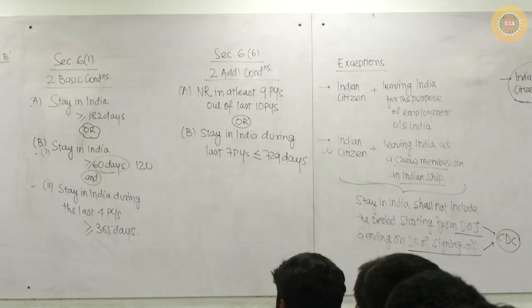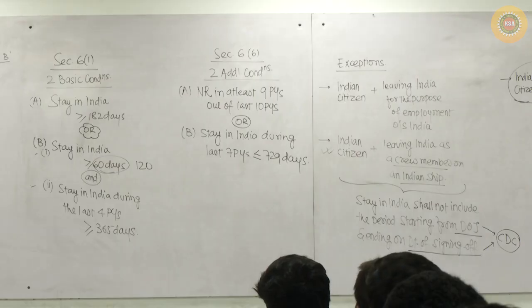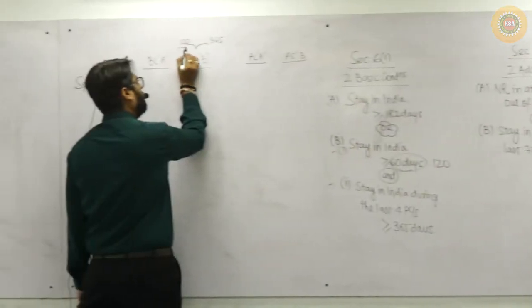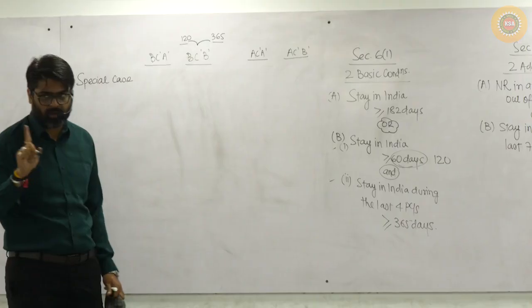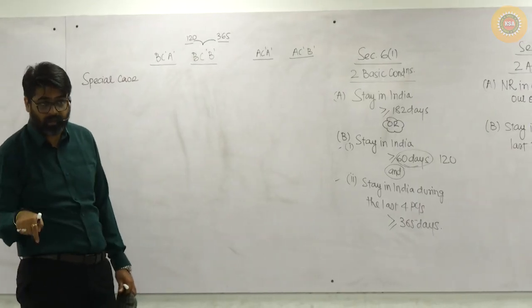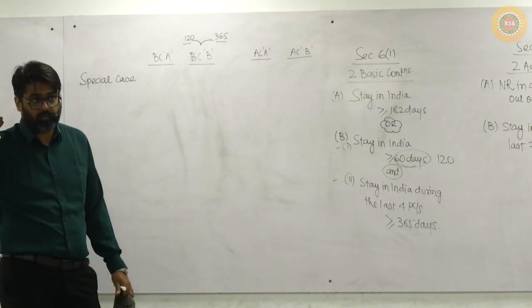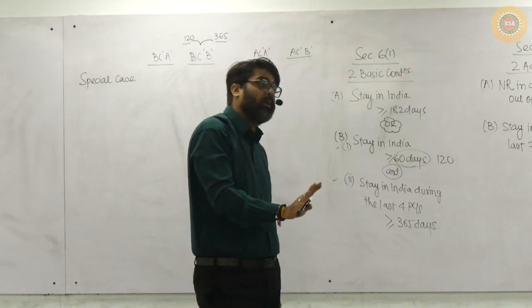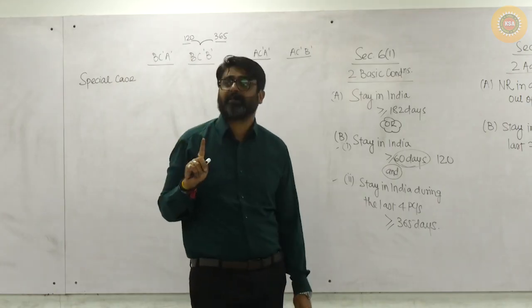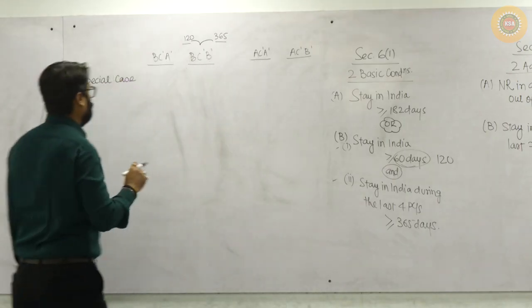Instead of 60 and 365, I'll check 120 and 365. What is this 120? What is this 365? Current year stay should be 120 days or more, and last 4 year stay should be 365 days or more. Understanding?